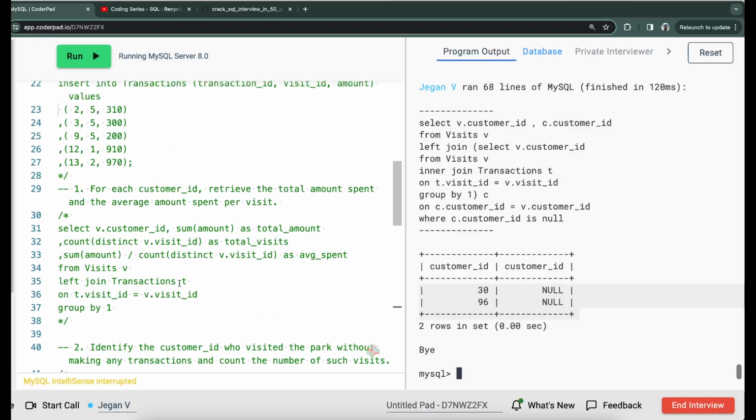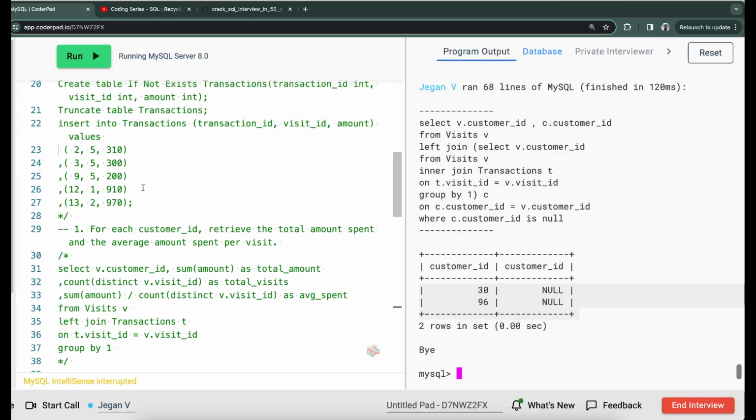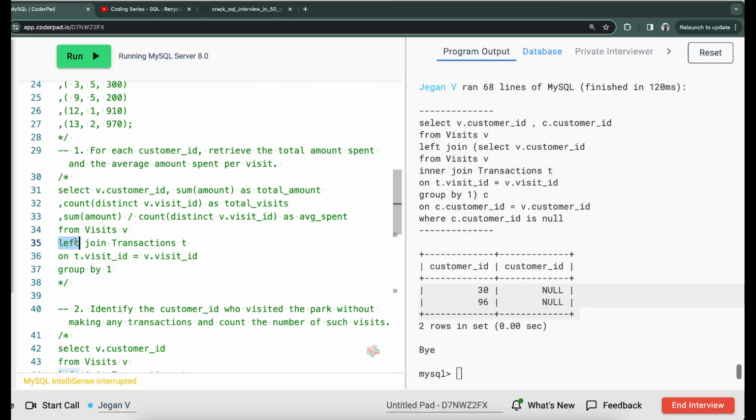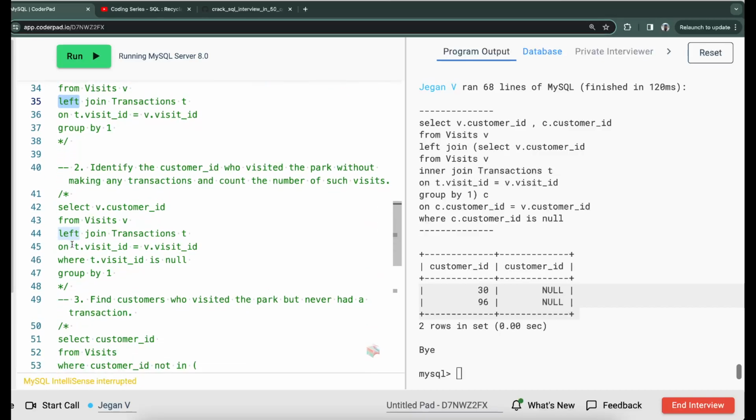So we start with a basic inner join to see customers who had a transaction, and then we convert that to a left join because we want to find the average spent. So we need to include those visits which don't have a transaction. So we convert the inner join to a left join. And for the second question, we use the same left join, and we add a where condition where the secondary table doesn't have those visits, to find the visits which don't have a transaction.